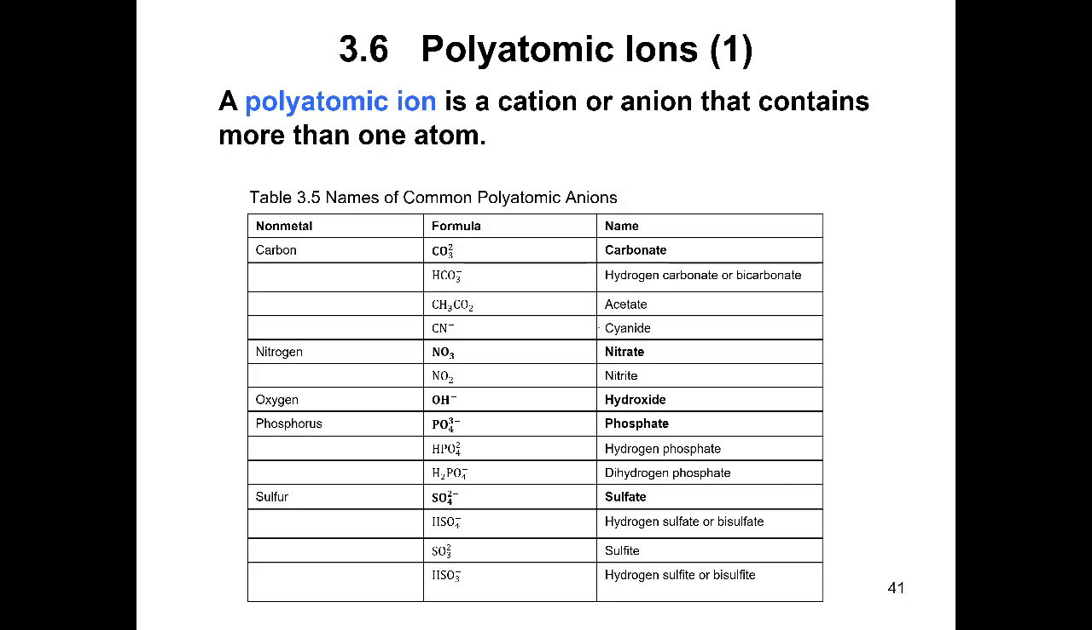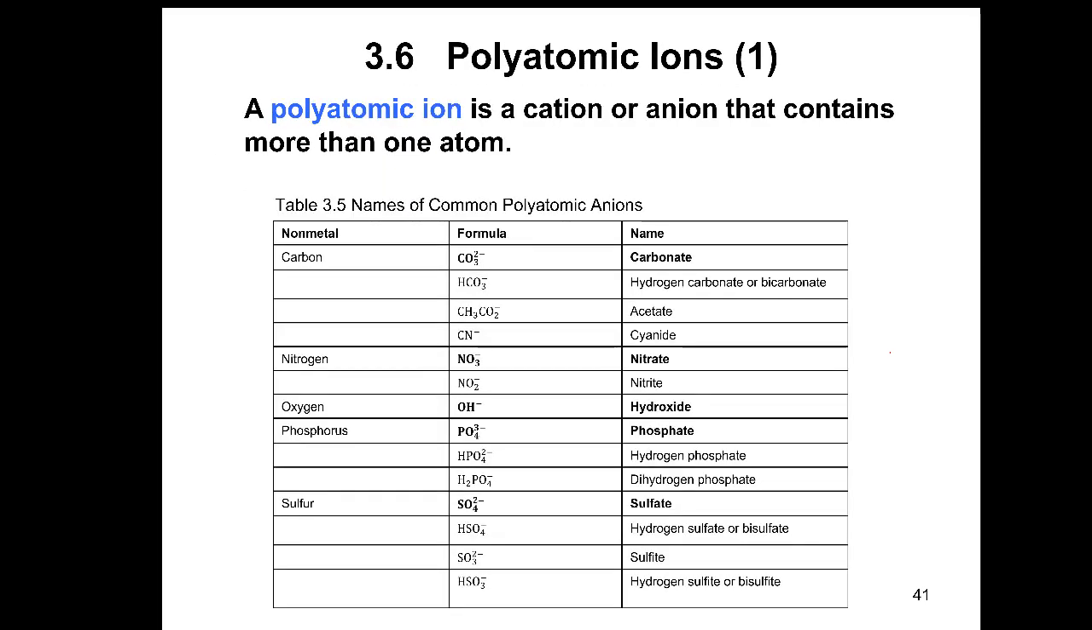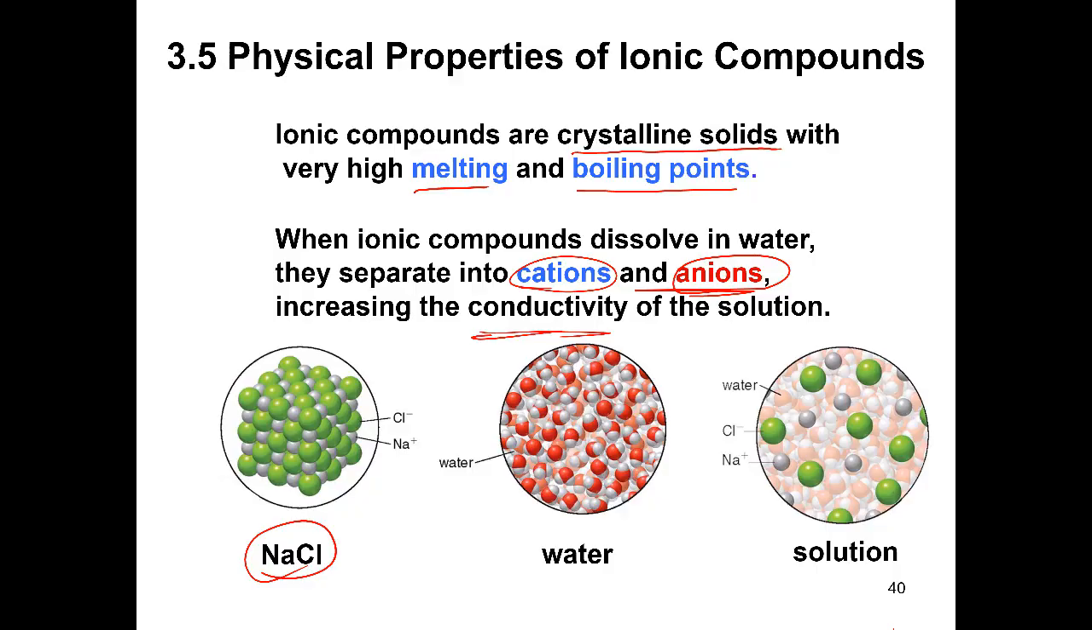A polyatomic ion is a cation or an anion that has more than one atom. And they're interesting in that the polyatomic itself is actually covalently bound, all right, but it forms an ion that is then going to form ionic compounds. So let me describe that just a little bit.